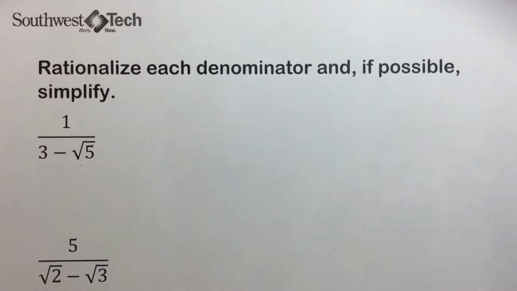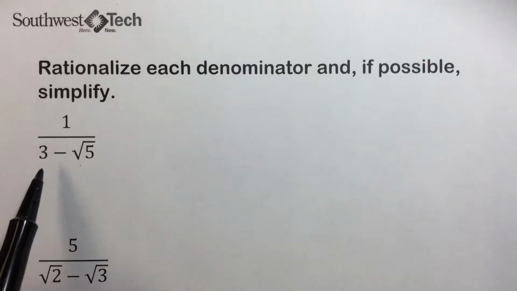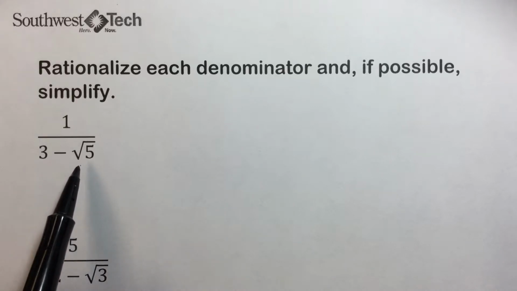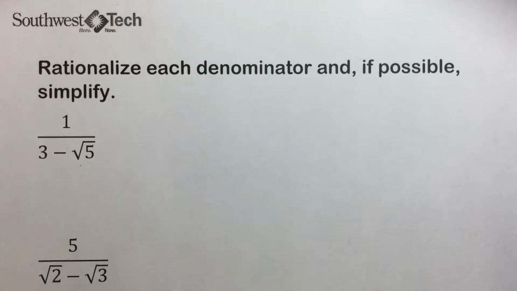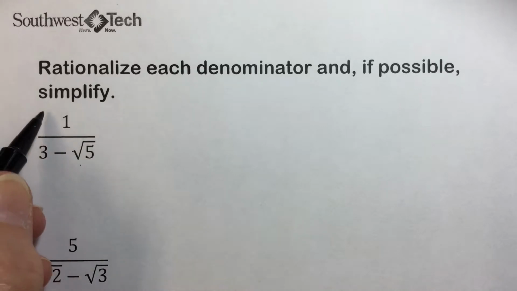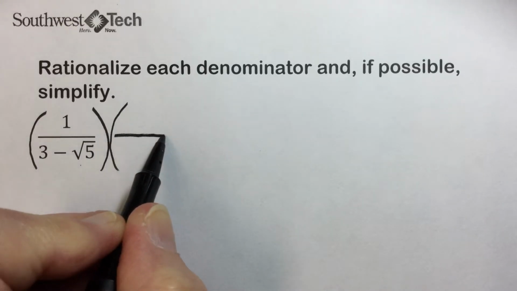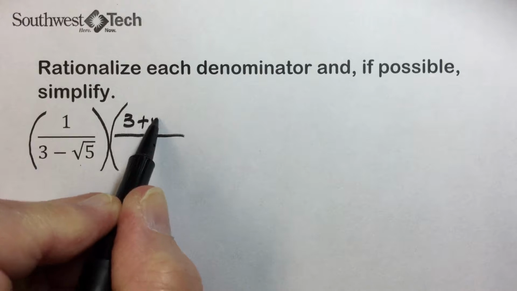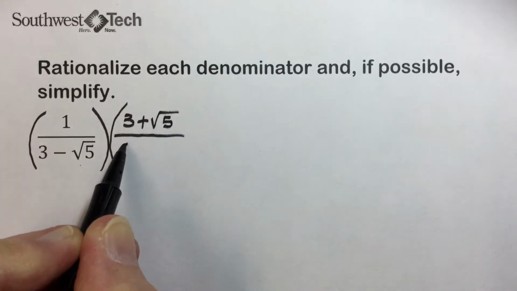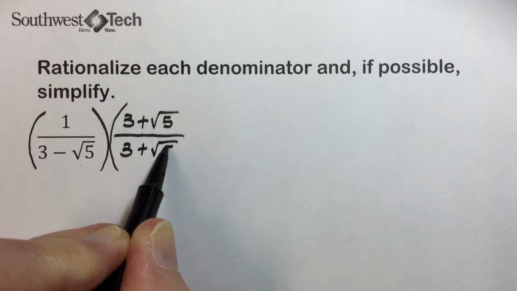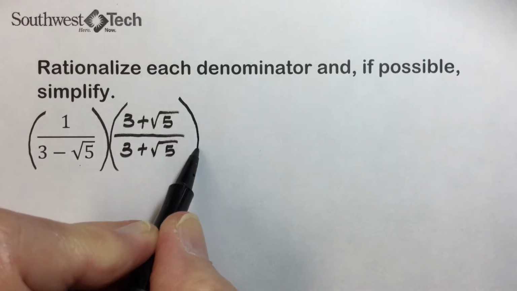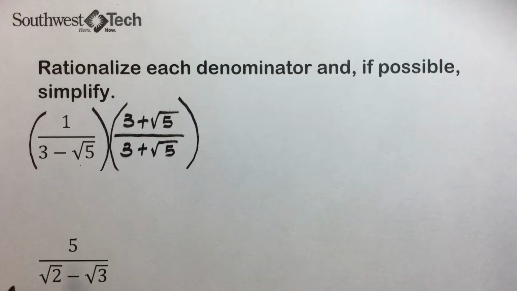Rather, if we multiply by a form of 1 using the conjugate of 3 minus square root of 5, which is 3 plus square root of 5, in the numerator and the denominator, we will eliminate that irrational number in the denominator. And let's see how that works. So here's the special 1 that I'm going to multiply this expression by, which, as you see, is exactly the same as the denominator, only opposite sign.